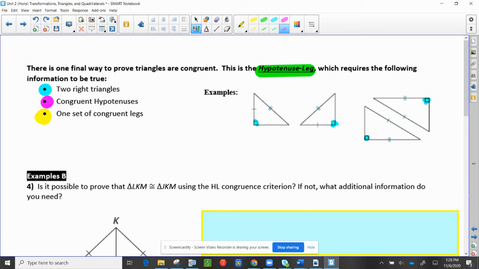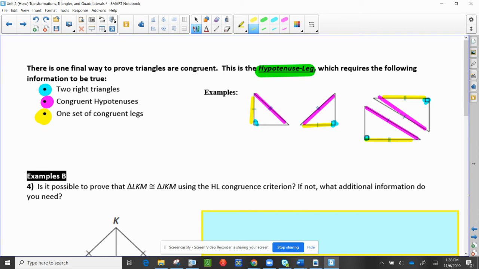The other one is the hypotenuse. The hypotenuse is always the side across from your right angle, diagonal from the right angle. The hypotenuses have to be congruent as well. And then you just need 1 pair of legs to be congruent. It doesn't matter which leg you have, as long as you have 2 legs that are congruent, you can use HL. So you're going to need right angles, congruent hypotenuse, and 1 other leg congruent from your triangle.